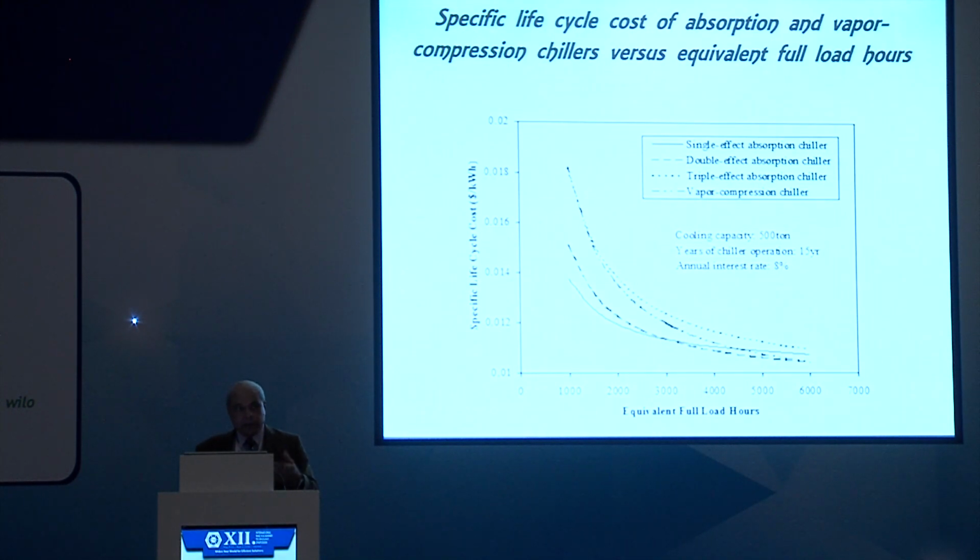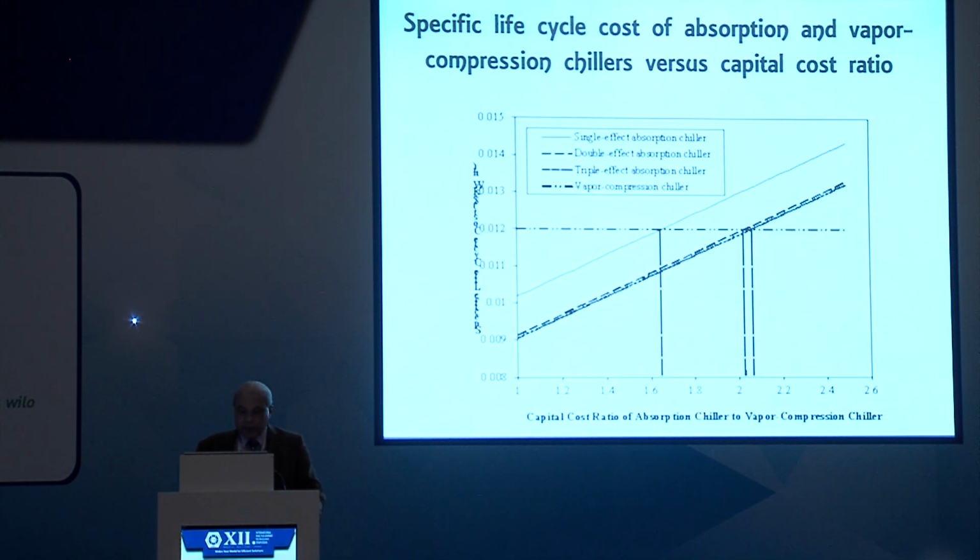Of course, all of the data will change. The interest rate that we used here was 8%. If you need the equations to be able to compute that for any other cases, please let me know. Again, the paper is available in the open literature. This is another scenario showing the same thing, but as a function of the equivalent full load hours. And you can see that as the equivalent full load hours increase, again, the specific life cycle cost goes down.